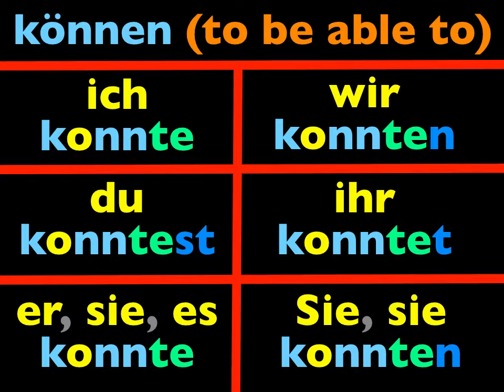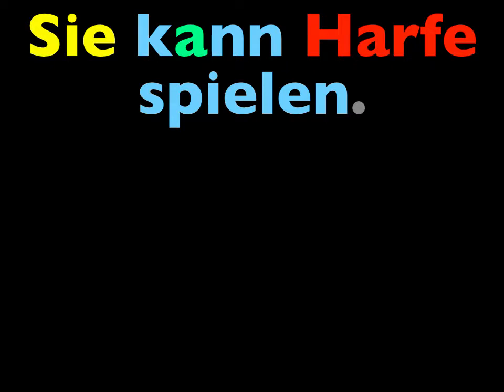Let's practice it. You'll be changing a present tense sentence to a past tense one. I'll do the first one as a model, and in the process, we'll review musical instruments. Sie kann Harfe spielen. She can play the harp, or is able to play the harp. Remember, when we use a verb like können, the other verb is at the end of the sentence in its infinitive form, or at the end of the clause, which is why spielen, the infinitive form, is at the end.